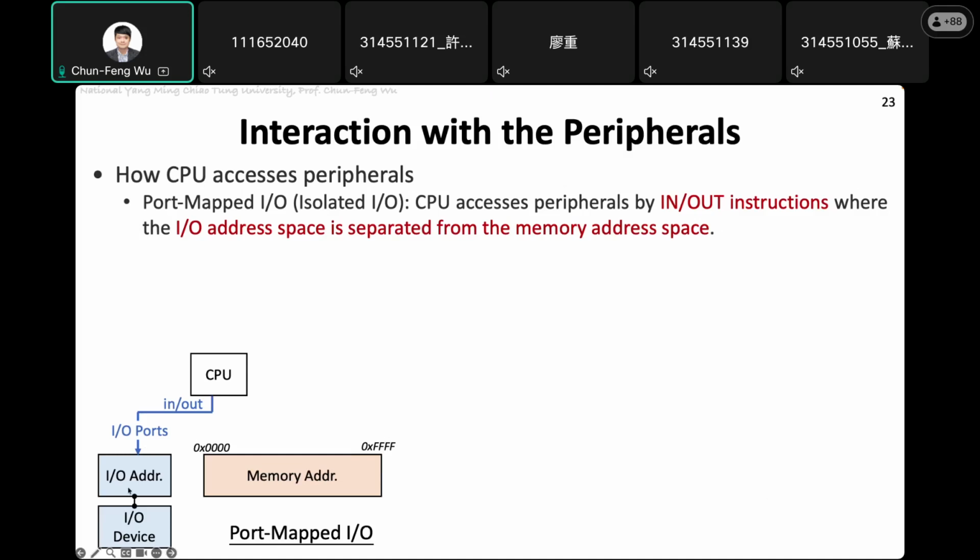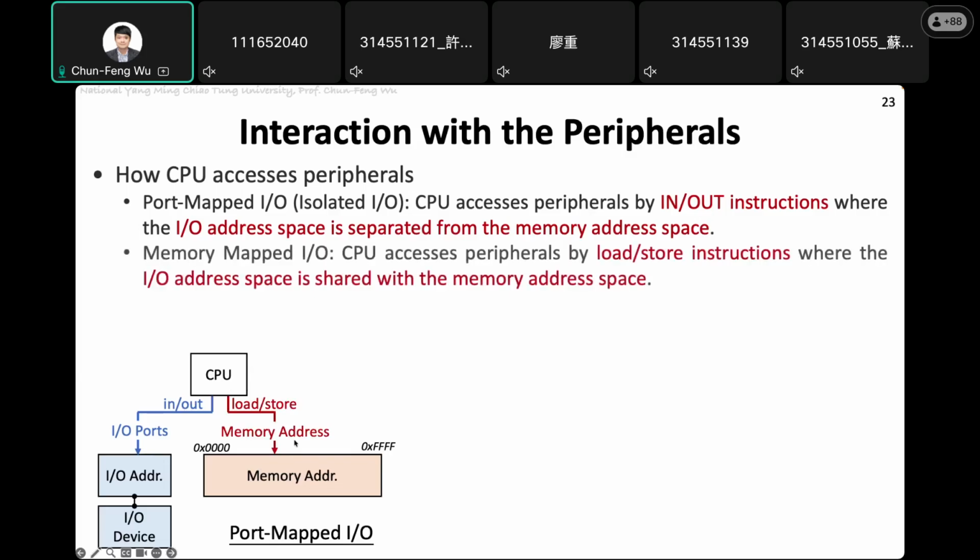So for this kind of address accessing, the CPU will have unique instruction codes, in and out. This is called port-mapped I/O. And the CPU will use a typical load/store way to access the memory. This is what you already know.